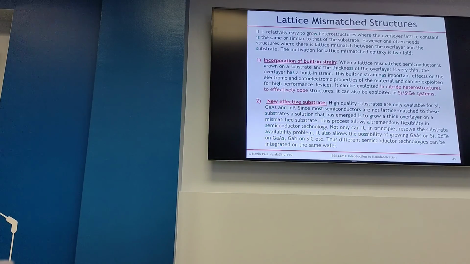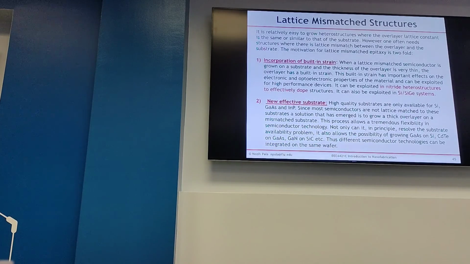Built-in strain: nitride-based materials are non-centrosymmetric, so there is a built-in piezoelectric field within them. It pushes electrons in a certain direction, and you can get a high sheet carrier concentration, electron concentration, for high current. The second reason is, as I just explained, when you don't have an available substrate, you can grow on a different substrate. There may be lattice mismatch. You can develop methods, as I will show, but you can get large wafers to be able to produce devices.